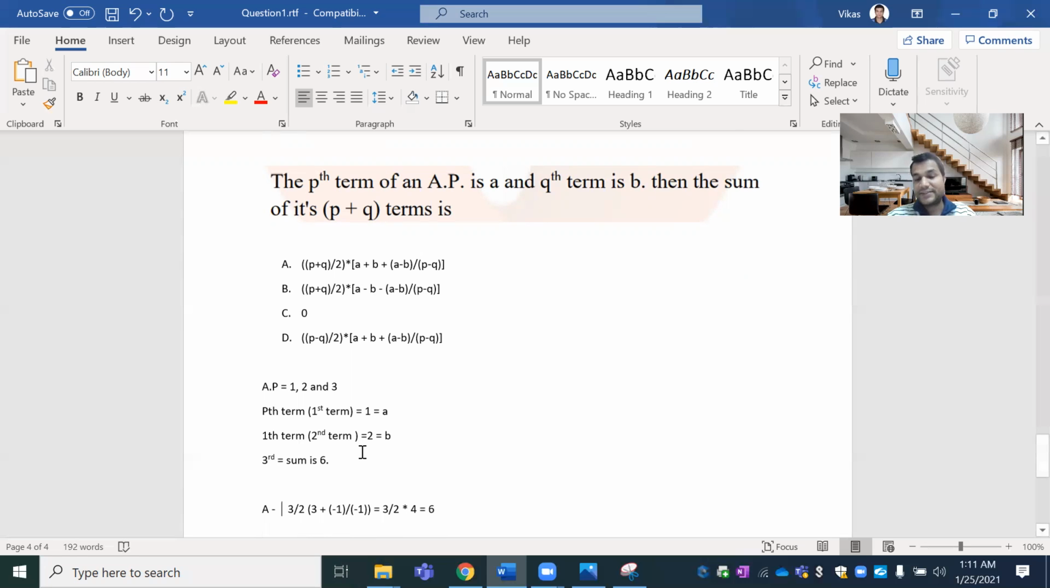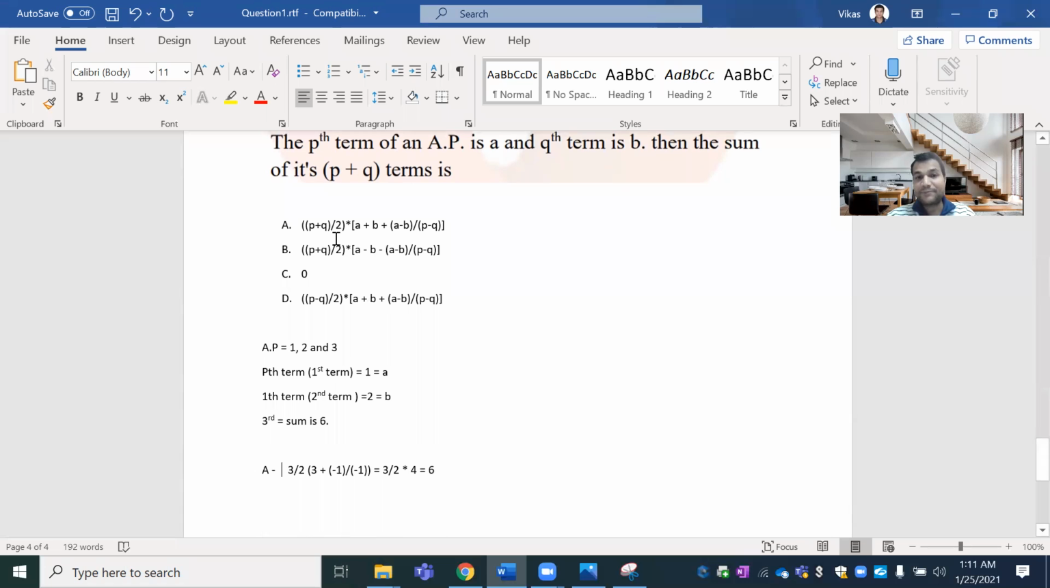My answer is already 6. So I can say it's the most probable answer, but yes, before telling this, we need to check the other answers too. Sometimes I say that your other option may also come to 6, and then you need to try some other values. So just have a look at that.